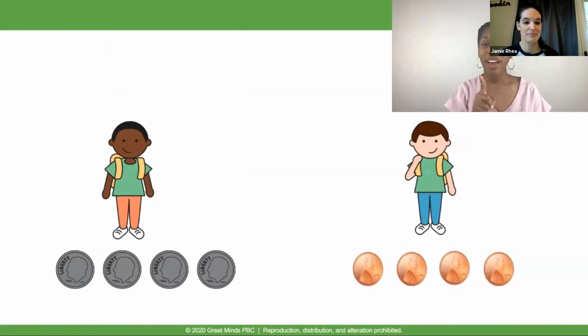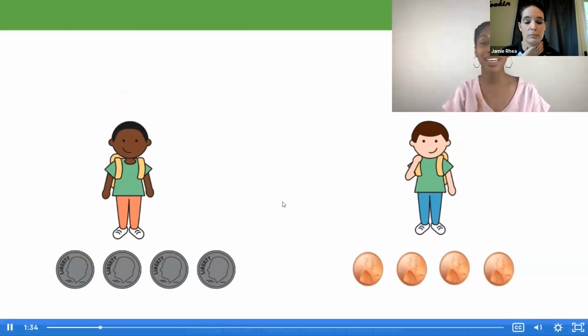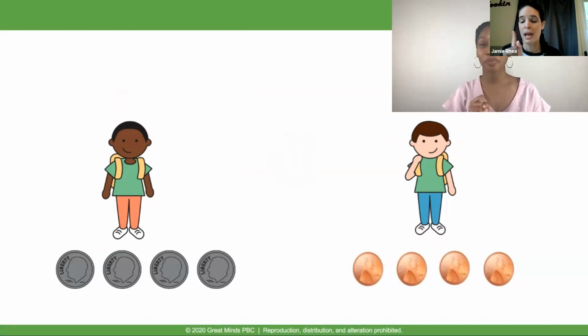Which boy has the greater total value of money? Remember? Let me ask that again. Which boy has the greater total value of money? Let's solve this together. Okay, before we go any further, remember, greater means bigger and value means how much.